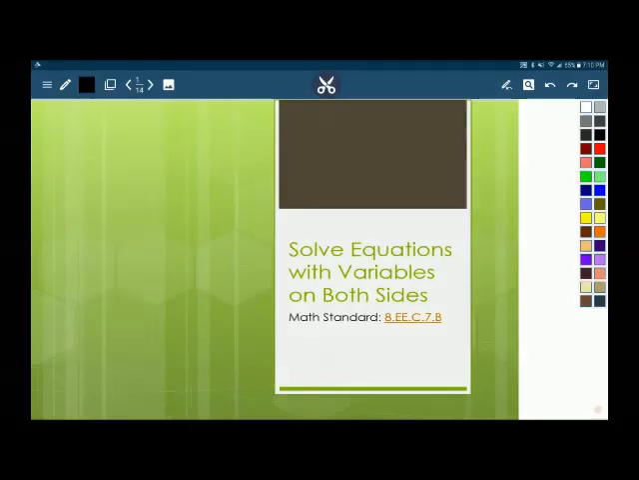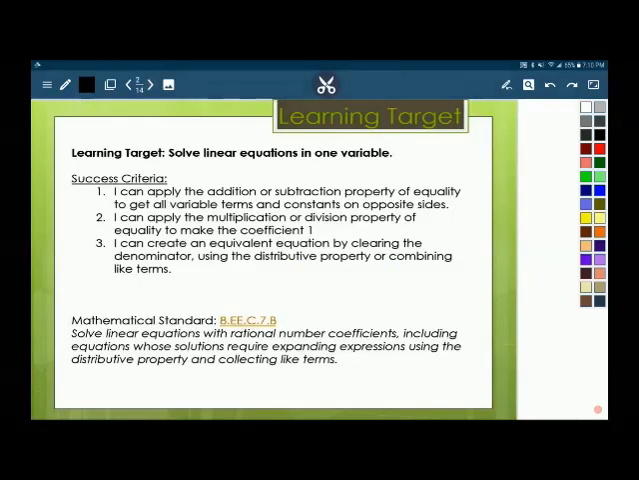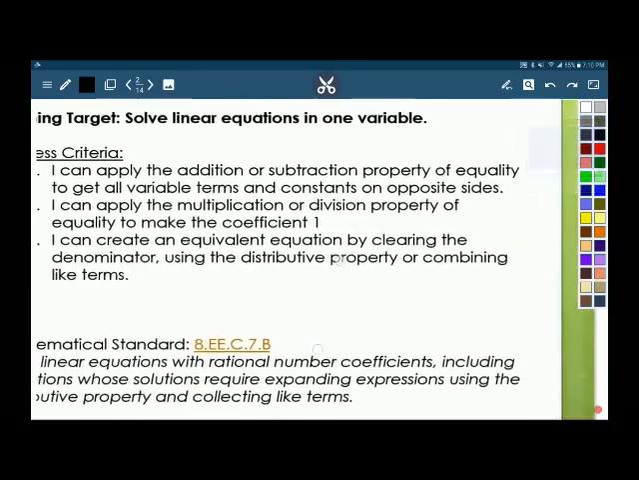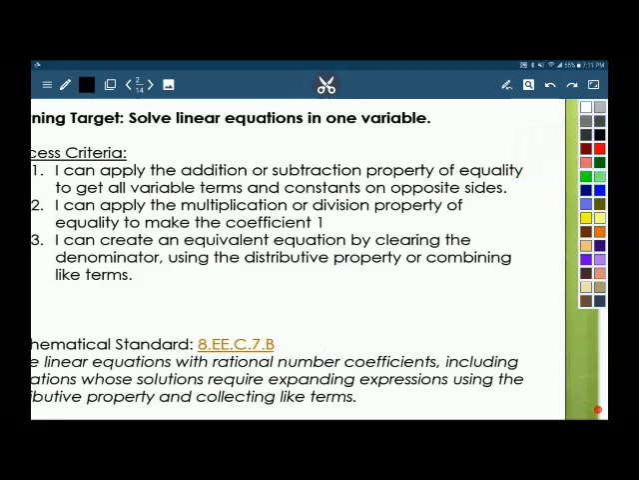Today we're going to be learning how to solve equations when you see variables on both sides of the equal sign. Our learning target today again is going to be to solve linear equations in one variable. We actually did this yesterday when we brushed up on two-step equations. Our success criteria for today though is going to be to apply the addition-subtraction property of equality. We did that yesterday. To apply the multiplication and division property of equality. We also did that yesterday.